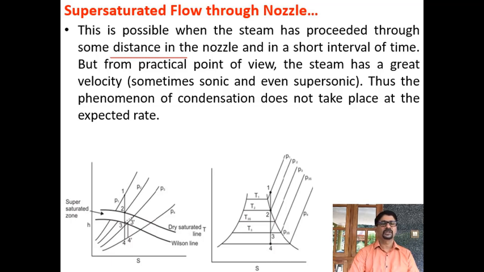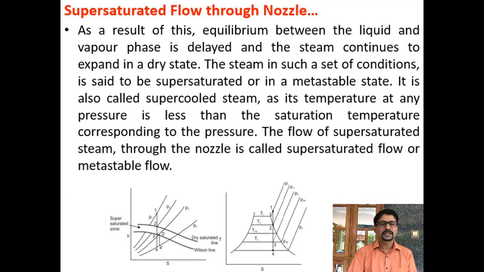But from a practical point of view, the steam has great velocity. The steam is not moving slowly, it is picking up velocity as it moves along the nozzle. The velocity may sometimes be sonic and sometimes even supersonic. So the phenomenon of condensation does not take place at the expected rate because of this high velocity. So what is the effect of this? As a result, equilibrium between the liquid and vapor phase is delayed. That means the steam continues to expand in the dry state.